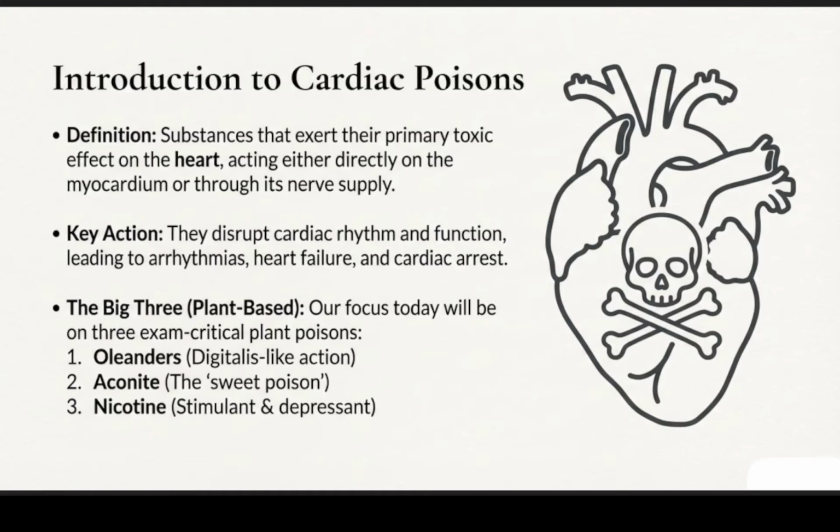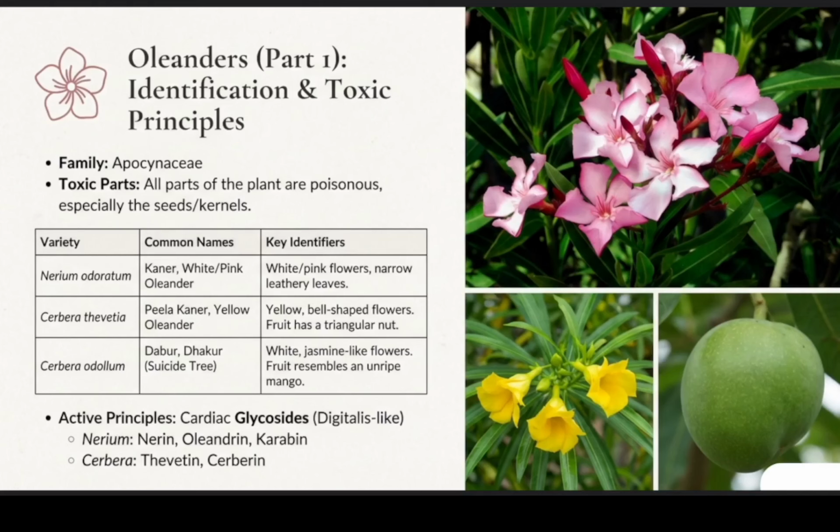One is the oleander, aconite and nicotine. Okay, so oleander, we know, has a digitalis-like action. Aconite, the sweet poison, and nicotine, that is the stimulant and a depressant. So starting with the oleander, you can see the image pictures over here, right? Oleander is from the family Apocynaceae. You can remember all parts of the plant are poisonous, especially the seeds and the kernels.